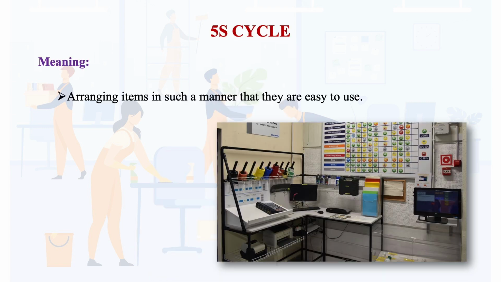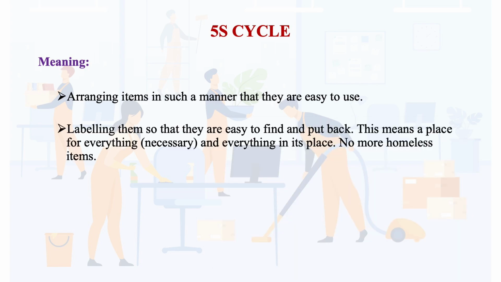Now step 2, Seiton or set in order. Meaning is arranging items in such a manner that they are easy to use. Labeling items so that they are easy to find and put back.